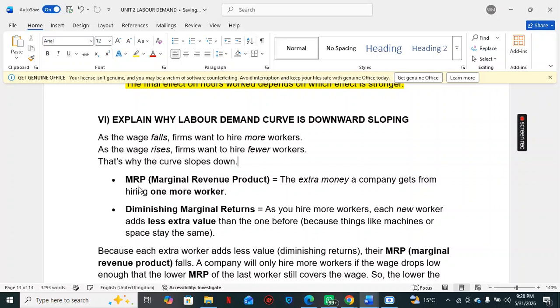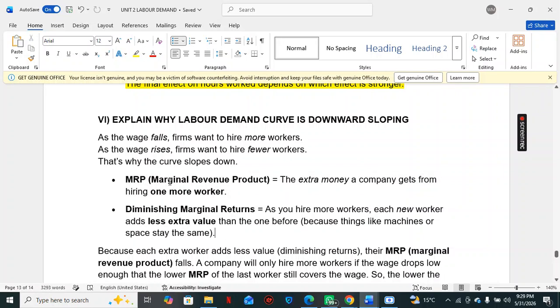Another important section of this topic is explaining why the labor demand curve is downward sloping. Remember, it's downward sloping because of the inverse relationship between the wage rate and the number of workers needed. Higher wages will demand fewer workers. Lower wages will demand more workers. Now we're also going to explain why this labor demand curve is downward sloping with two important concepts in economics.